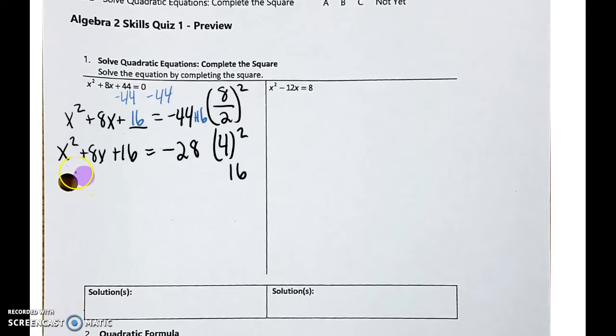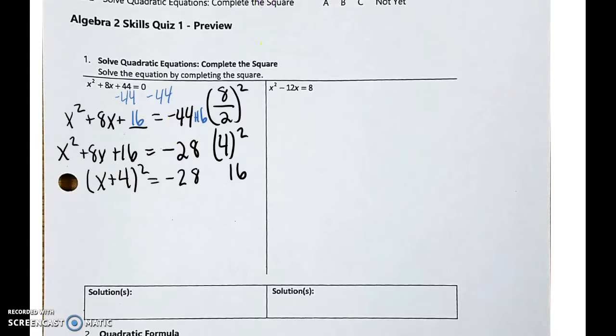All right, so now, this is now a perfect square trinomial. Remember, you're taking your b value, and half of that is 4. That means I can rewrite this as x plus 4 squared. I didn't do anything to the left side, which means I'm not going to do anything to the right side. Me factoring it is not changing the value.